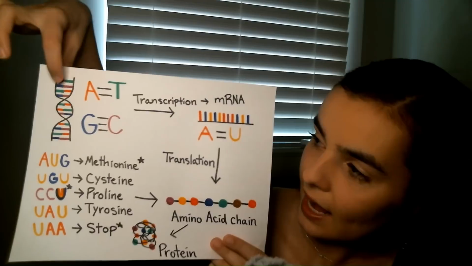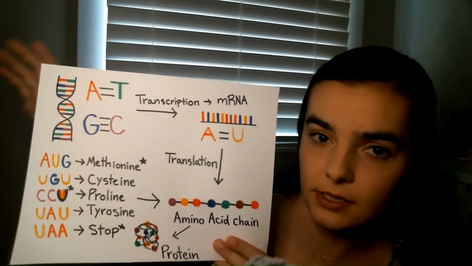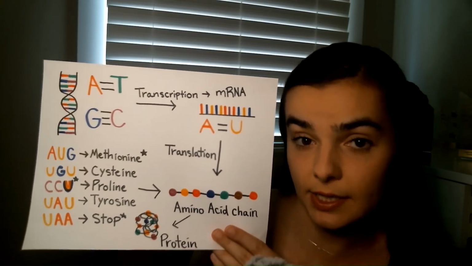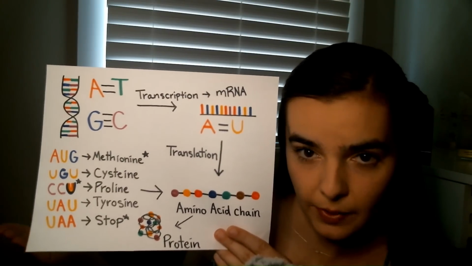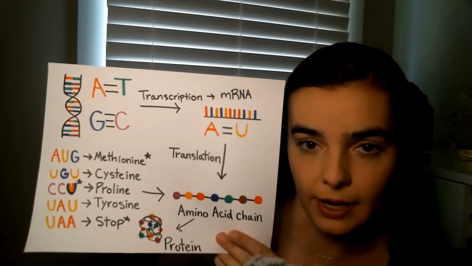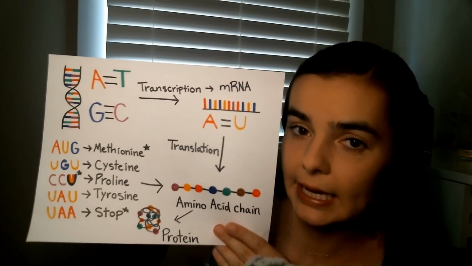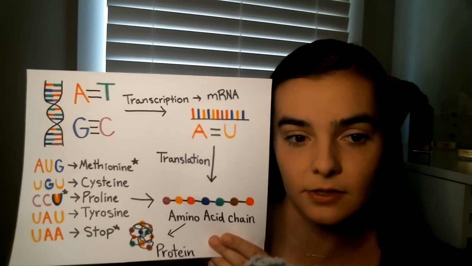So what happens is the two double helix strands are actually going to separate, and then based on one of those strands, we are going to create an mRNA strand, and that mRNA is going to be complementary to the strand that we are using.